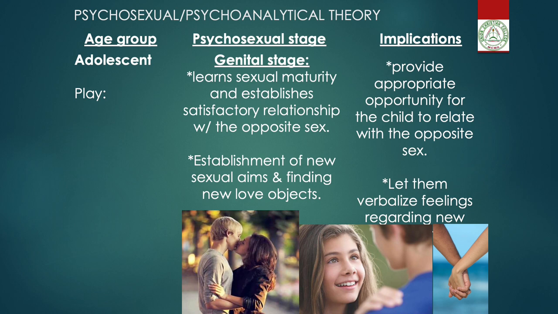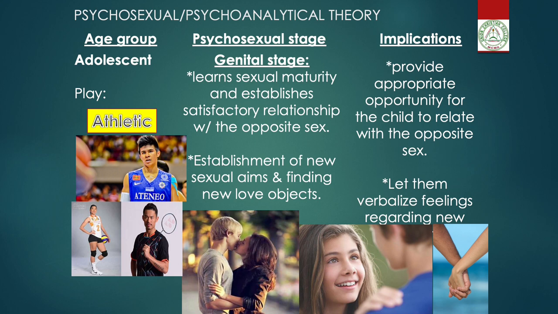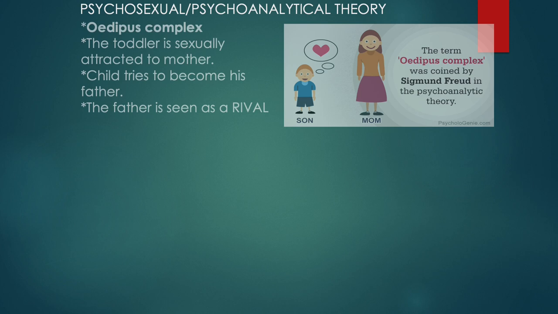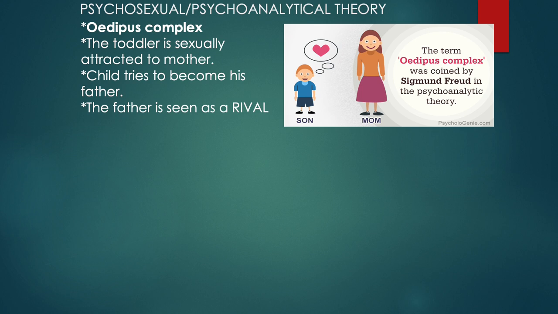Now, when we talk about the play of an adolescent, ang play nila ay athletic, meaning there are already sets of rules and guidelines na yung play nila are not just mere play, but already they follow a specific principle when playing. So a good example of this is basketball, volleyball, chess, badminton. Those are examples of plays that are usually engaged in by adolescent individuals. All right. So that basically concludes the psychosexual or the psychoanalytical theory.